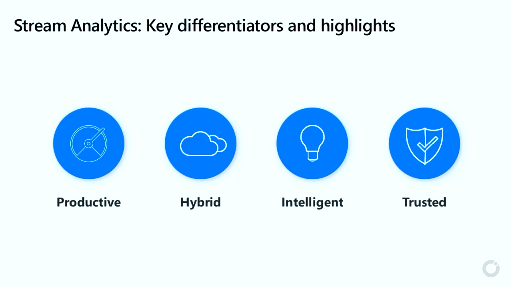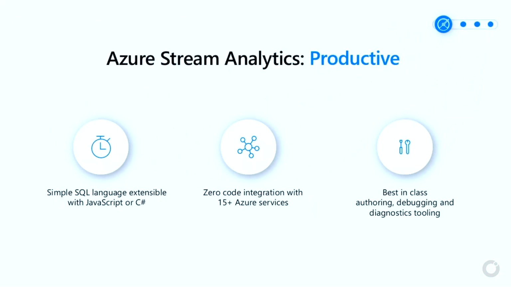Key differentiator highlights: Azure Stream Analytics is productive, hybrid, intelligent, and trusted. So let's go in detail a little bit. We say it's productive because you can write very simple SQL-like language to process your real-time data. And as I showed you, we integrate with 15 plus Azure services, and you do not have to write any code for doing that integration. You just drag and drop, you just select a few things in the portal, and immediately you can connect to those services. Also, we have a very comprehensive authoring service, and we provide authoring in portal as well as VS Code. And we also provide debugging and monitoring in both tooling as well as portal. So you can use anything. Most used is Azure Portal today, but when customers have advanced scenarios, they also go to VS Code to do more debugging or monitoring.